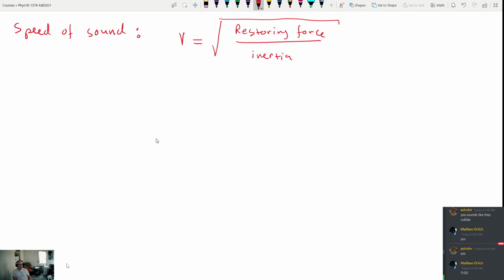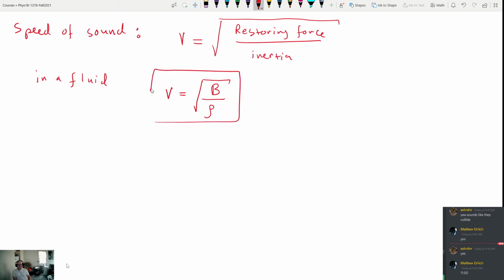But when you have a sound that is in a fluid, now that we know some things about fluids, the restoring force is going to be how bendy the medium is, how flexible it is, which is going to be bulk modulus B. And the inertia force is just going to be the density of the fluid itself. So in a fluid, this is going to be our velocity.